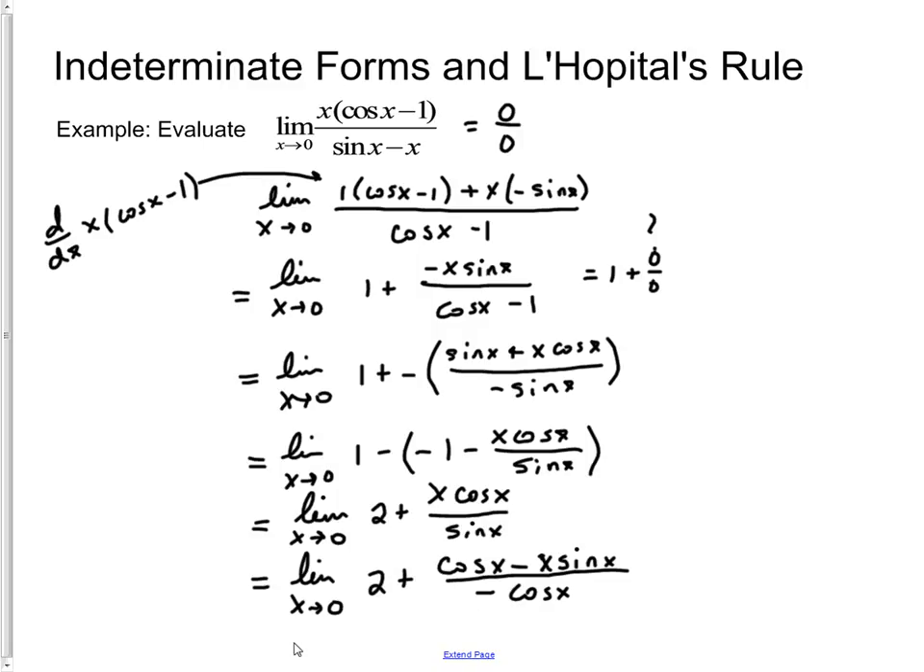What could we say? Well, we're now going to get this quantity here. 2 will be added to the cosine of 0, which is 1, minus 0 times the sine of 0, so that's 0, divided by the negative of the cosine of 0, that's 1. So in fact, we're going to get 2 minus 1, and lo and behold, we've got the value of our limit. So sometimes we have to go through and rewrite so that we can get something useful. Multiple applications, this time 3 different applications of L'Hopital's rule, eventually did produce a result.